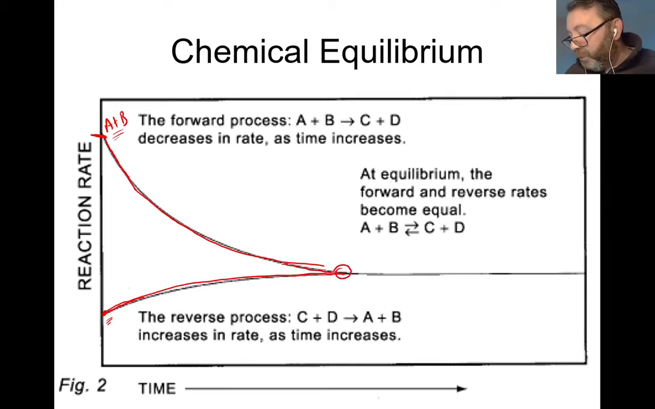Now, at that point, we can say that the rate of A and B coming together, the rate of A and B being used up, is the same as the rate at which C and D are being produced. Okay, or to put it another way, the rate of the forward reaction is exactly the same as the rate of the backward reaction. And all of a sudden we notice that they reach a flat line. And that flat line is what we call the position of the dynamic equilibrium.